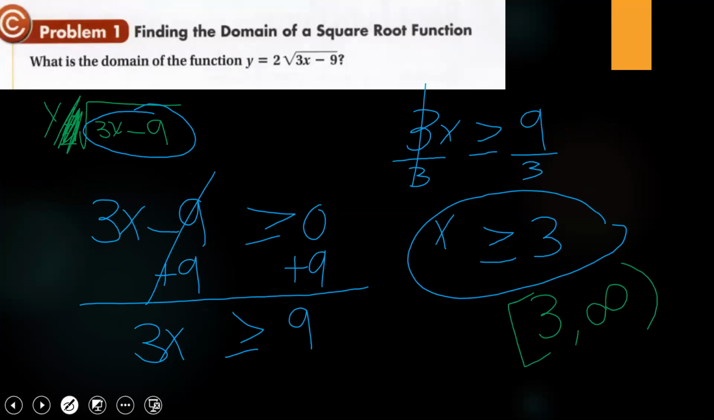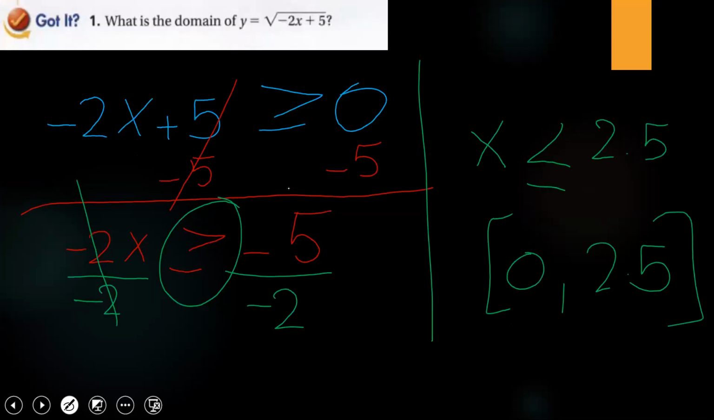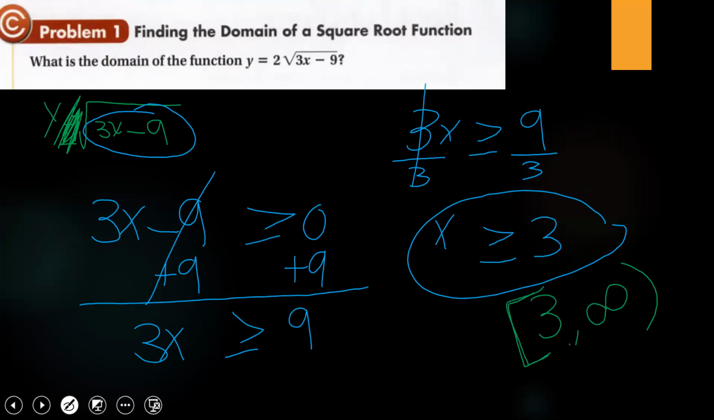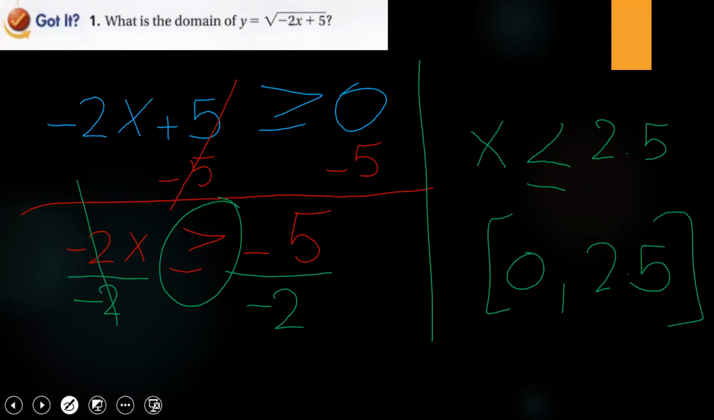For the previous one, we can write it like this: from 3 to infinity. All the numbers starting from 3, this closed sign means that 3 is included. So from 3 up to infinity. Here, it's only from 0 up to 2.5, and the 0 and the 2.5 are included. Okay? Let's have another example.